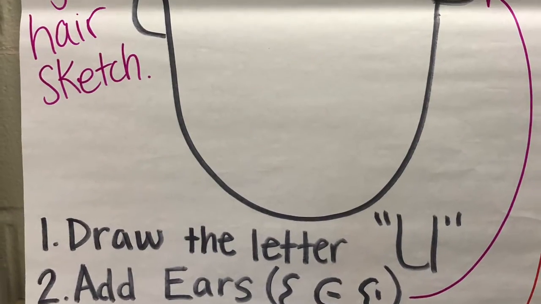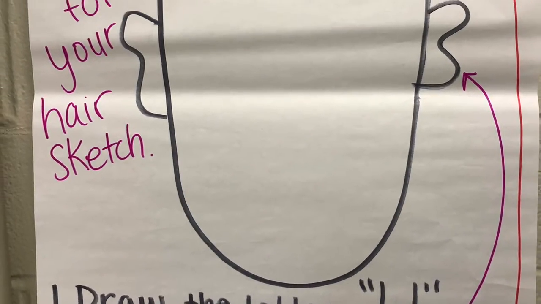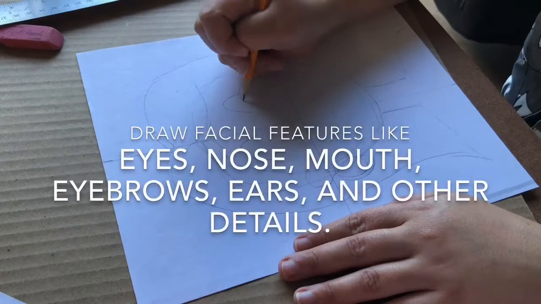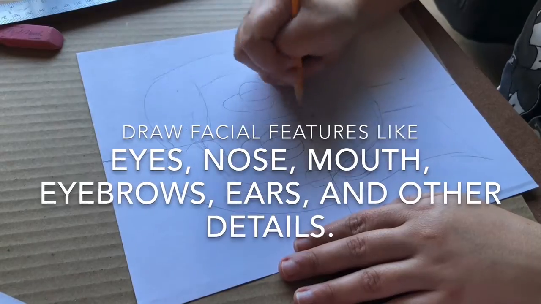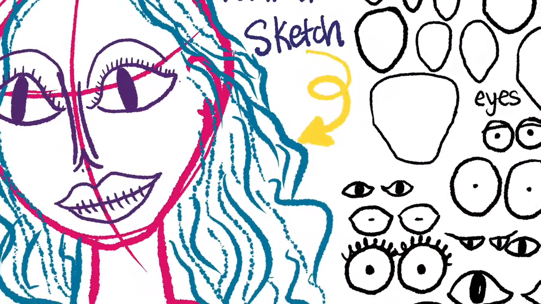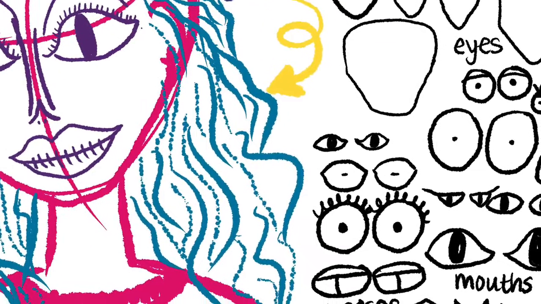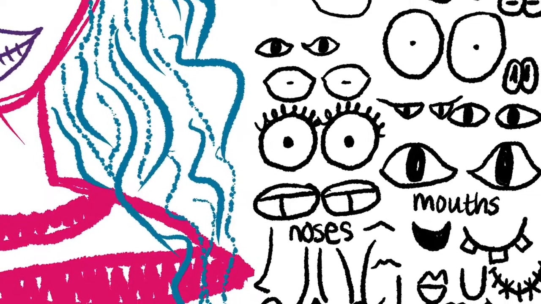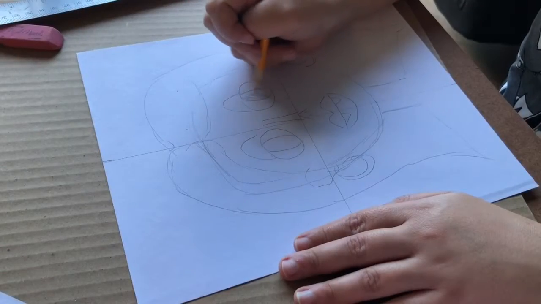If you forgot how to draw the head, you can start with the letter U and then add ears and hair on top. Don't forget to draw facial features like eyes, nose, mouth, eyebrows, and more details. You should refer to the worksheets that we went over last week for eyes, nose, mouth, and head.